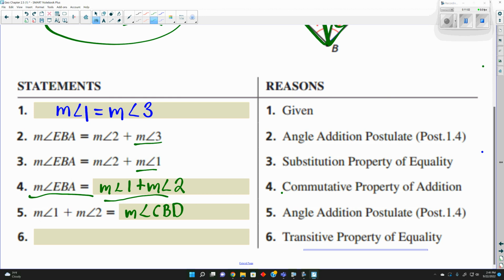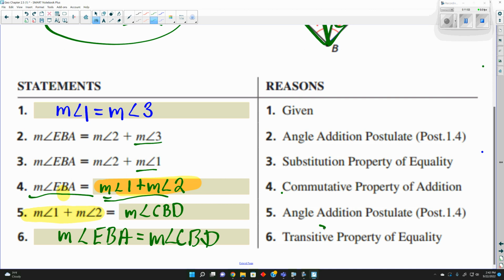Now it says transitive property of equality over here, yes? Now I'm going to get a highlighter. Because we said that 1 plus 2 is the measure of CBD, yes? We also said that 1 plus 2 is what? Because isn't our transitive property if A equals B, B equals C, so A is equal to C? We have that now, don't we? We have that middle part. So we can say that the measure of angle E... that's it. So we defined one angle EBA as 1 plus 2.